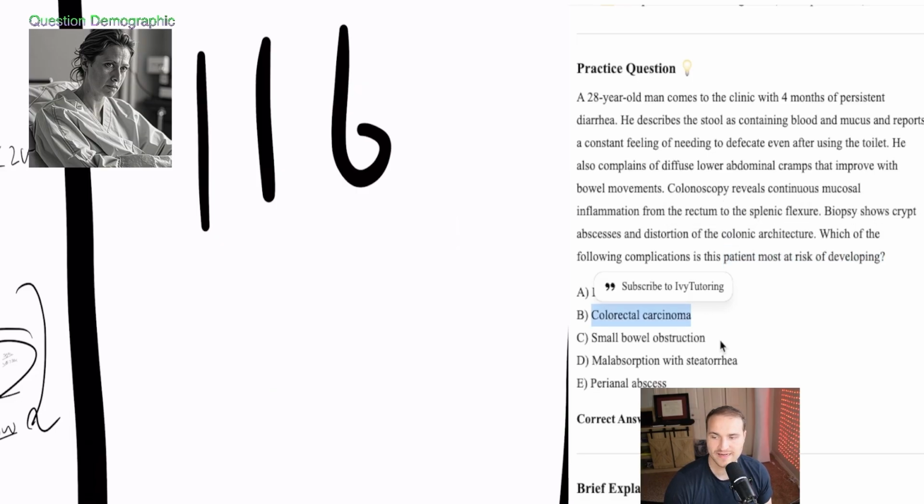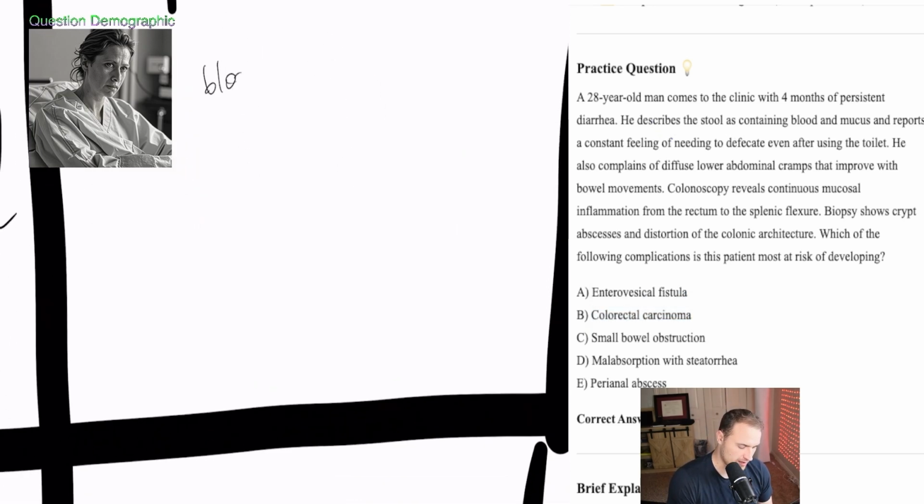The answer is colorectal carcinoma because this is ulcerative colitis. So the things to look out for are bloody diarrhea, tenesmus, which is the continual recurrent need to evacuate the bowels, left lower quadrant pain, erythema nodosum, and also with UC, you have the friable mucosa and continuous involvement starting at the rectum.